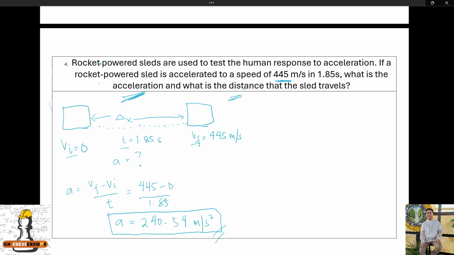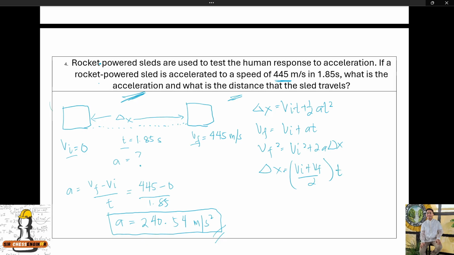Now for the second question, what is the distance that the sled travels? We will write all the kinematic equations if you cannot visualize. Delta x is VIT plus 1/2 AT squared. VF equals VI plus AT. VF squared equals VI squared plus 2A delta x. And lastly, delta x equals VI plus VF over 2 times time. So these are all the kinematic equations.